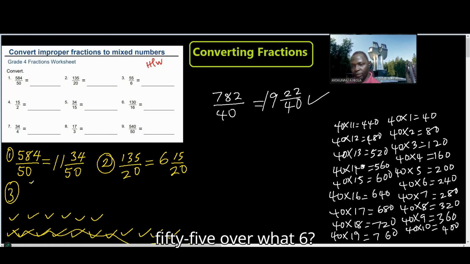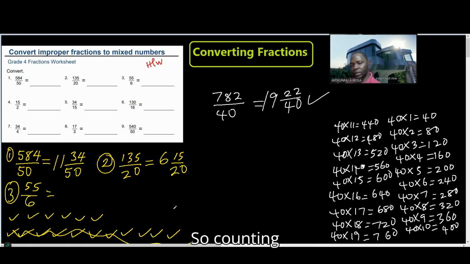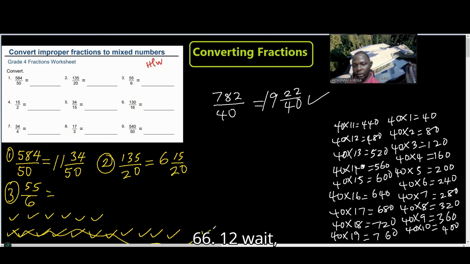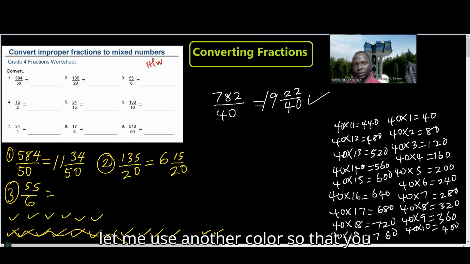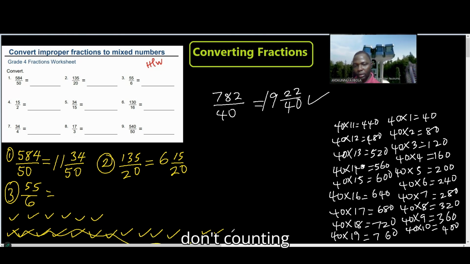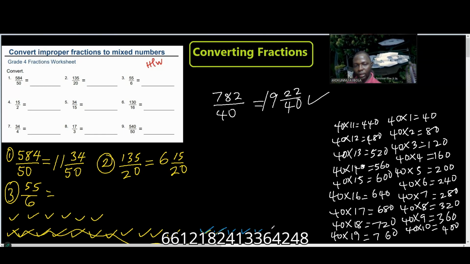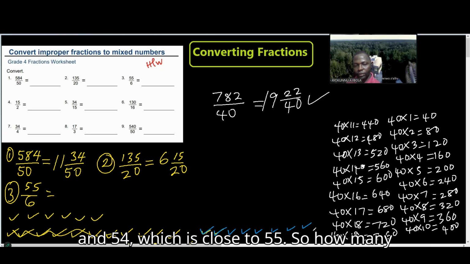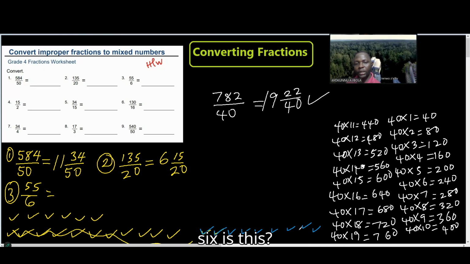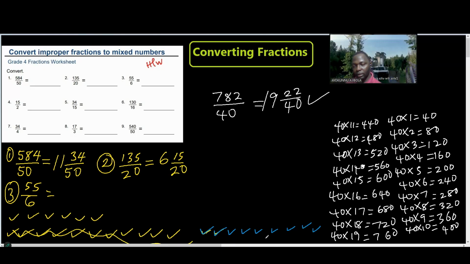So 55 over 6. Counting 6s. Wait, let me use another color. Counting 6: 6, 12, 18, 24, 30, 36, 42, 48, and 54, which is close to 55. So how many 6s is this? 1, 2, 3, 4, 5, 6, 7, 8, 9.